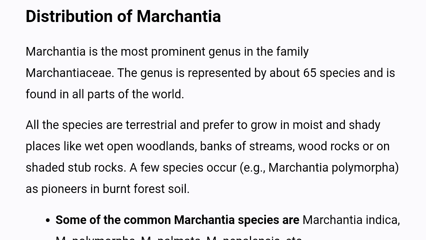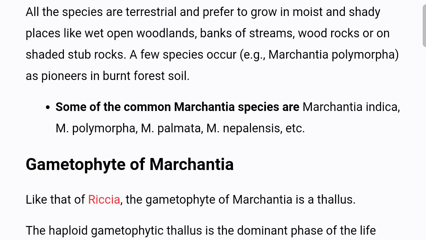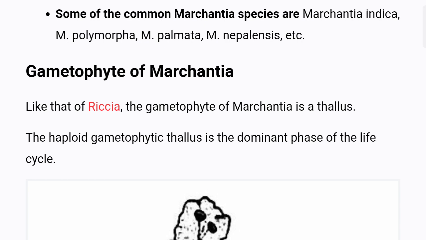The genus is represented by about 65 species, and is found in all parts of the world. All the species are terrestrial and prefer to grow in moist and shady places like wet open woodlands, banks of streams, wood rocks, or on shaded stub rocks. A few species, for example Marchantia polymorpha, occur as pioneers in burnt forest soil. Some of the common Marchantia species are Marchantia indica, Marchantia polymorpha, Marchantia palmata, Marchantia nepalensis, etc.